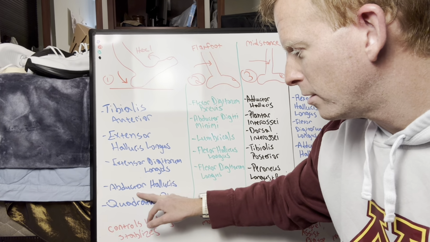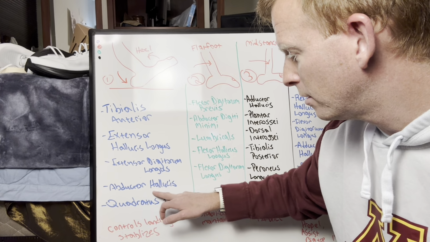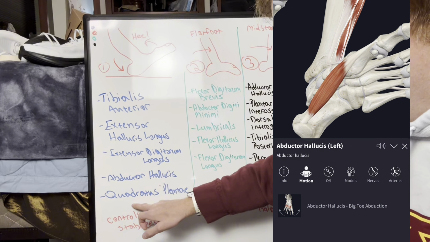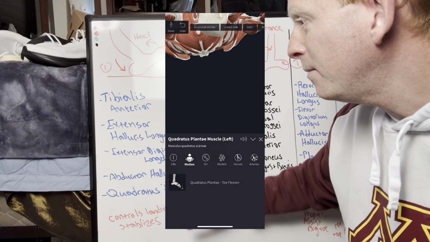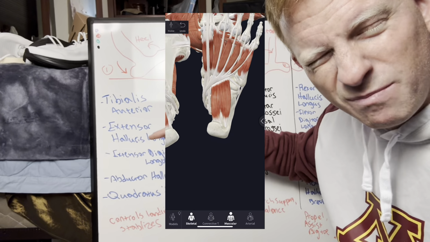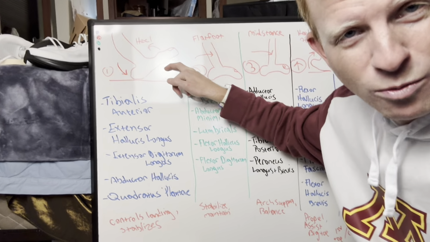And you have your abductor hallucis, abductor meaning it takes the toe away from the midline, and that controls the big toe here. And then you get your quadratus plantae, which is a little bit of a flat plate. Think about it like a flank steak muscle. It's a bad example, but it kind of hangs out right here.